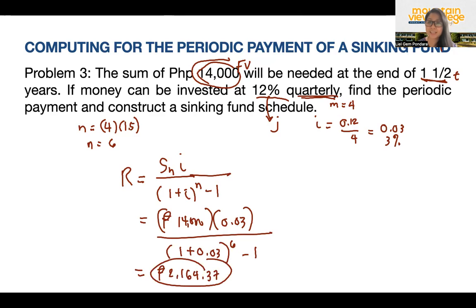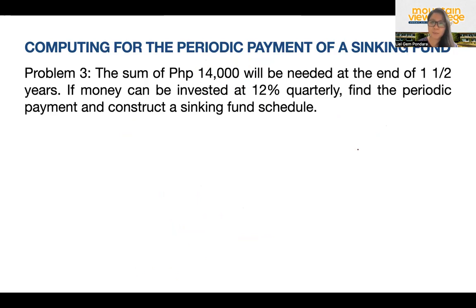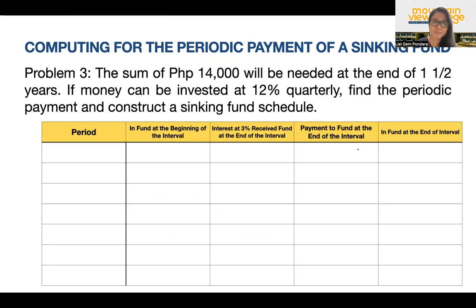Now let's construct our sinking fund schedule. Let me clear this one. Let's note how much we are going to pay. I'll write it on top. We're going to pay 2,164.37. Now you look at the headers of the table. That's the only difference. Period. Next, instead of outstanding balance, we don't have outstanding balance because it's not a loan. It's a savings account. So we say in fund.